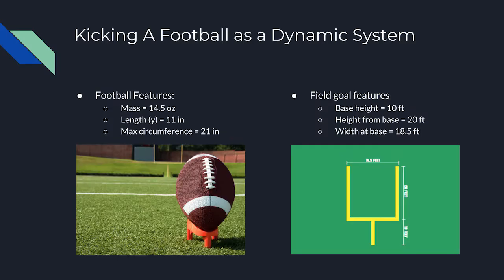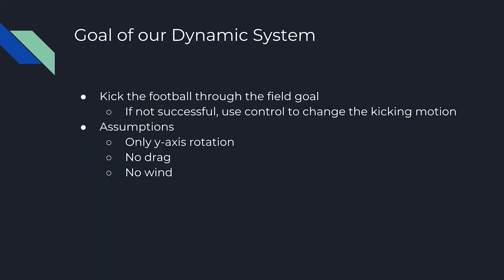The two components of our dynamic system are a football and a field goal. The football features a mass of 14.5 ounces, a length in the y direction of 11 inches, and a max circumference of 21 inches occurring halfway up the ball. The field goal features a base height of 10 feet, two 20-foot tall uprights, and an 18.5-foot crossbar in between them. The goal of our system is to successfully kick the football through the field goal. If it is not successful, we can change the kicking motion in order to make it through the uprights.